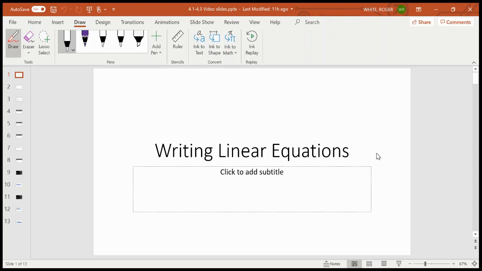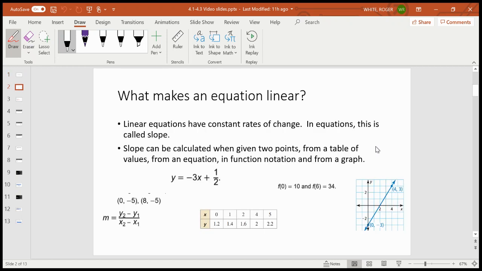All right, in this video, I want to talk about how to write linear equations. What makes an equation linear is that it has a constant rate of change, and typically we refer to this as slope. Slope is a really important concept in writing the linear equation, and what I've shown you down here is a bunch of different ways.